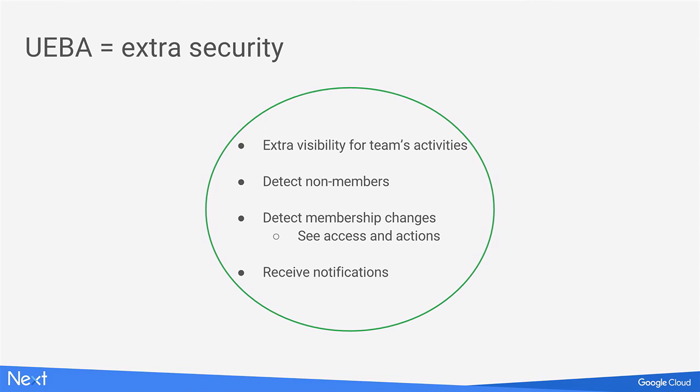So what does monitor, contain, and visibility all mean? We're going to actively monitor the team's activities in Team Drive and detect non-member access. We can also detect Team Drive membership changes in case a non-member gets access to the sensitive information, and we can see what actions they've taken and what access they've had. On top of that, we can actively receive notifications when a violation does occur.